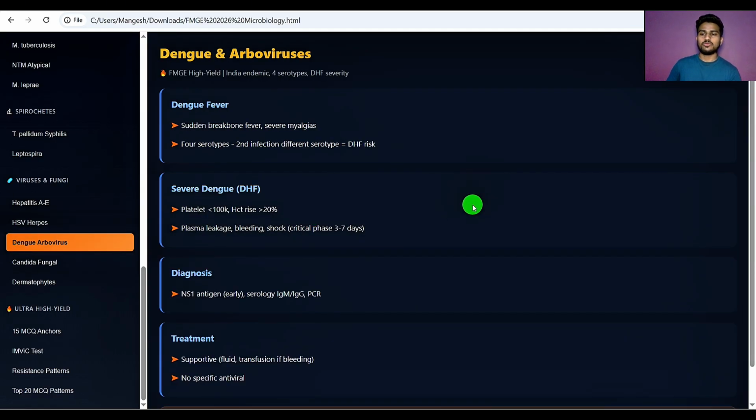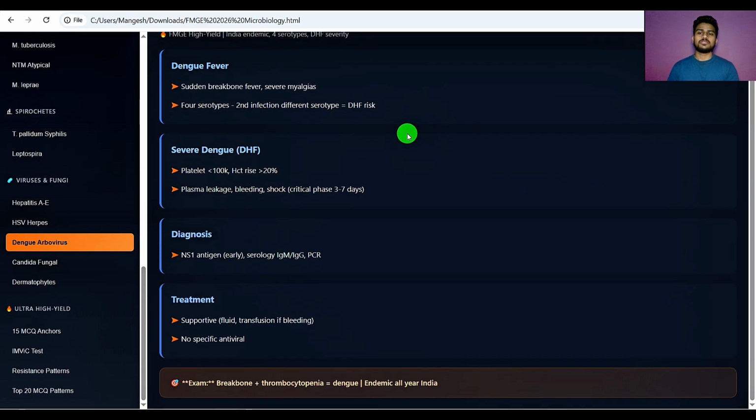Let's move towards the dengue arboviruses. Dengue is something that is extensively covered in PSM by your own faculties, but still I would like to have a small fraction from a microbiology perspective. In this flashcard, I have included a few things only. Dengue fever, as we already did the flashcards of fever of unknown origin. In that one, there was enteric fever and there was dengue fever. In this one, there is the sudden breakbone fever.